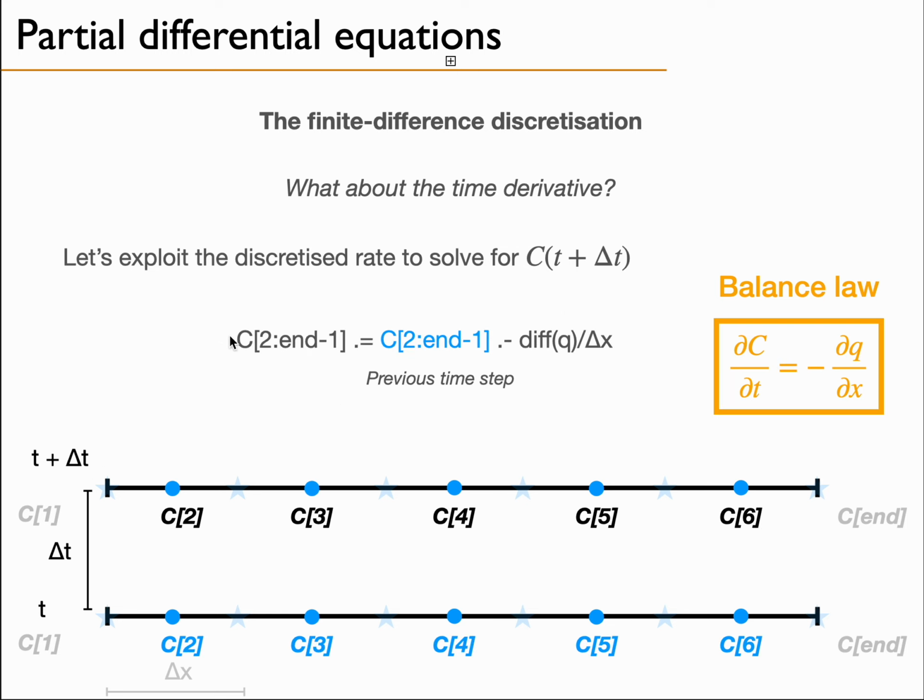Let's have a look at the formulation of this in terms of code. What we want to do is compute the new value using the old value. We are only going to compute the points which are in blue, meaning the points which are inside the model domain. So we will compute c2 to n minus 1, from this index to that index. For this, we use the old value in blue to predict the new ones, and we will have minus dq dx.